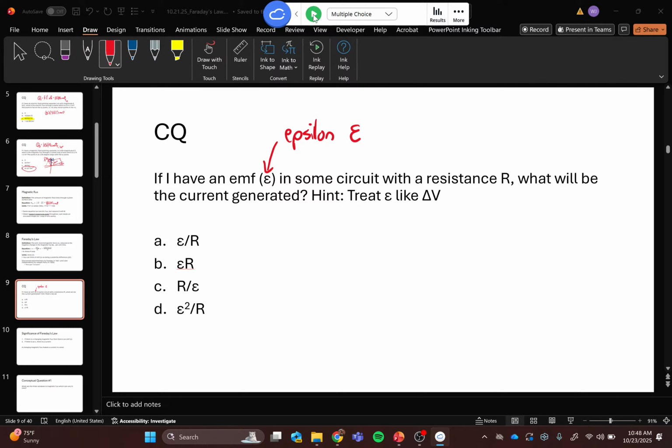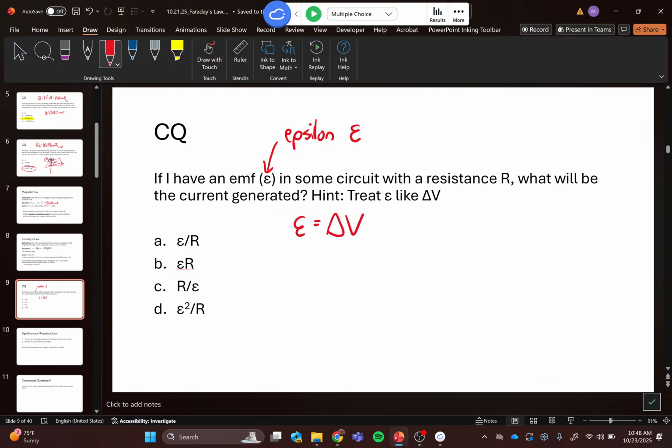All right, so basically this question is, if we say EMF is like delta V, they're not technically the same thing, but they act like they are, so we're just going to say they are. If I want to find current and I know resistance, you all need to remember Ohm's law, one of the most important equations. Every single one of you does need to know Ohm's law in your life. As an engineer, if you do not know Ohm's law, it'll be a little bit embarrassing.